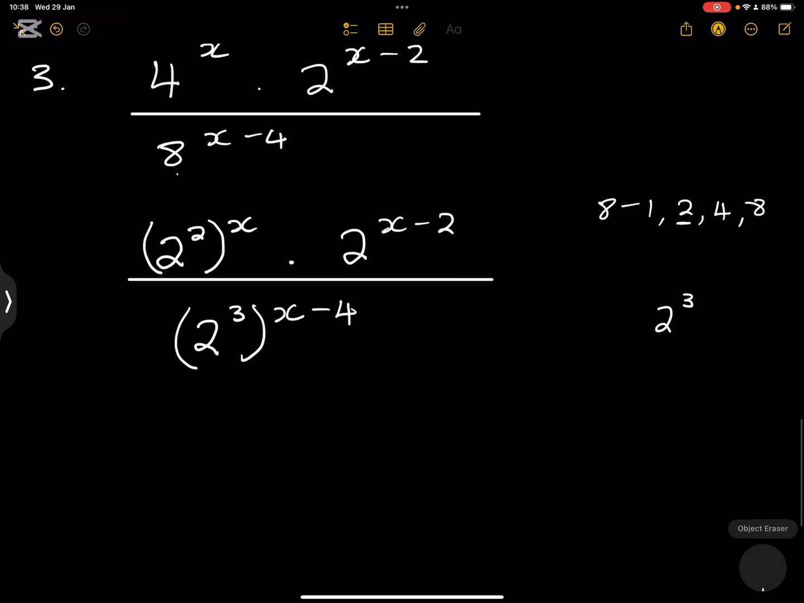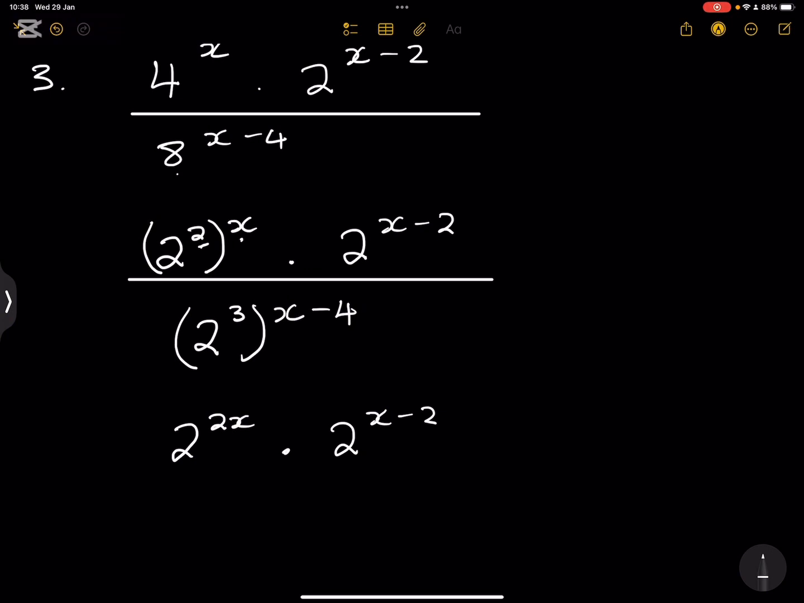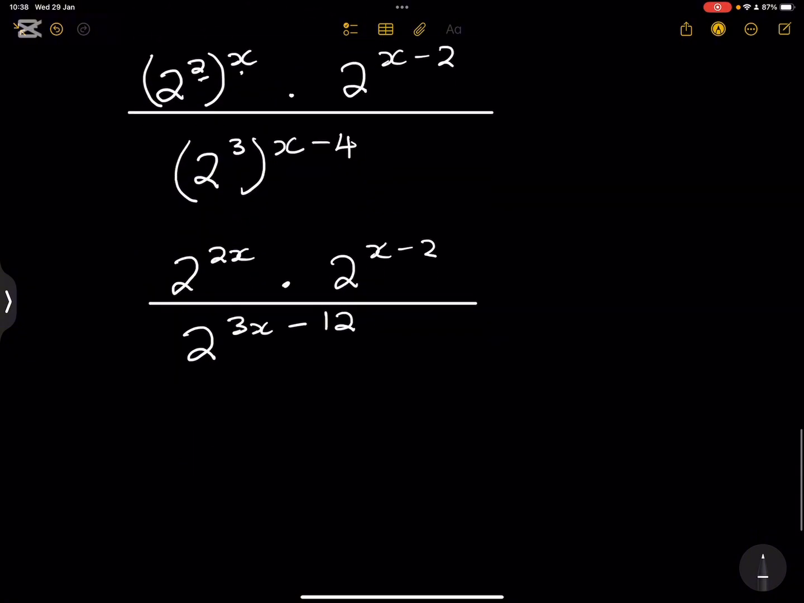So let's apply the laws that we actually had. There are our exponents. We are raising an exponent to a power, so that's 2 times x. So this will be 2 to the power of 2x multiplied by 2 to x minus 2. And I'm going to divide this by 2 to the power of 3 multiplied by x minus 4, this will be 3x minus 12.